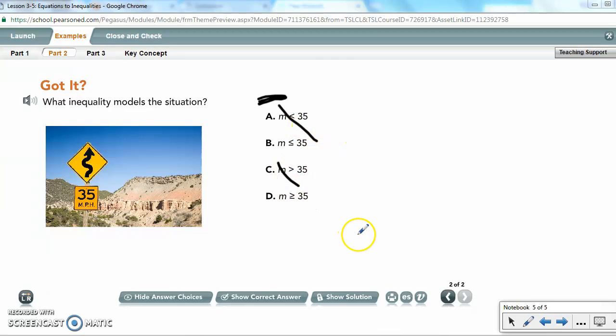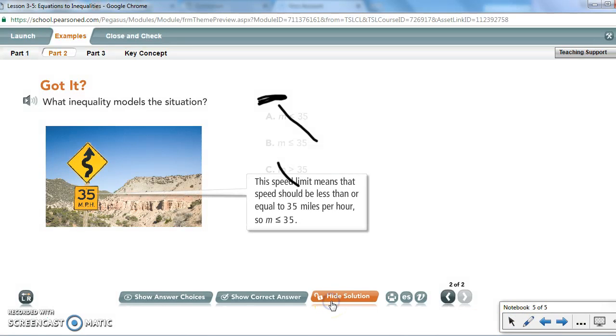So which one says less than or equal to 35? Which symbol do you think it is? The correct answer should be M is less than or equal to 35 because it means the speed should be less than or equal to 35 miles per hour.